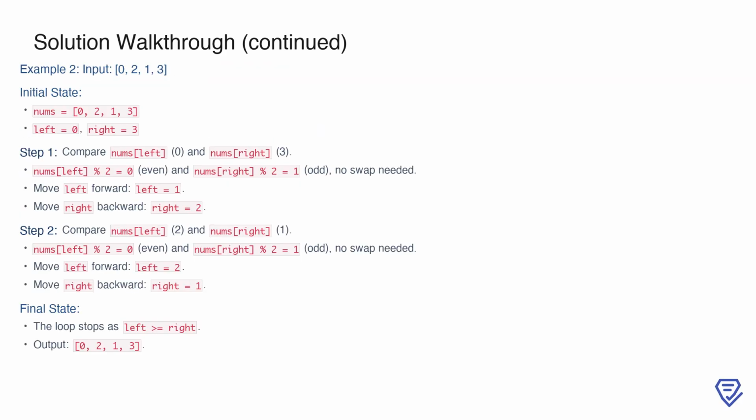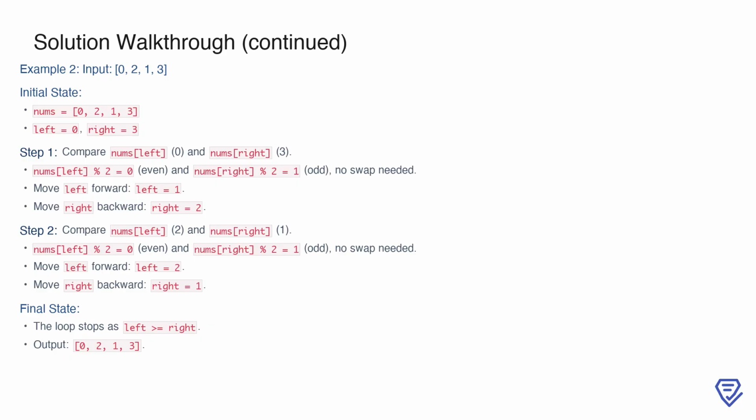Now, let's work through the second example with the input array 0, 2, 1, 3. Again, the left pointer starts at the first index, pointing to 0, and the right pointer starts at the last index, pointing to 3. Comparing these values, we see that nums[left] is even and nums[right] is odd, so no swap is needed. Instead, we simply move both pointers inward. The left pointer moves to position 1, and the right pointer moves to position 2.